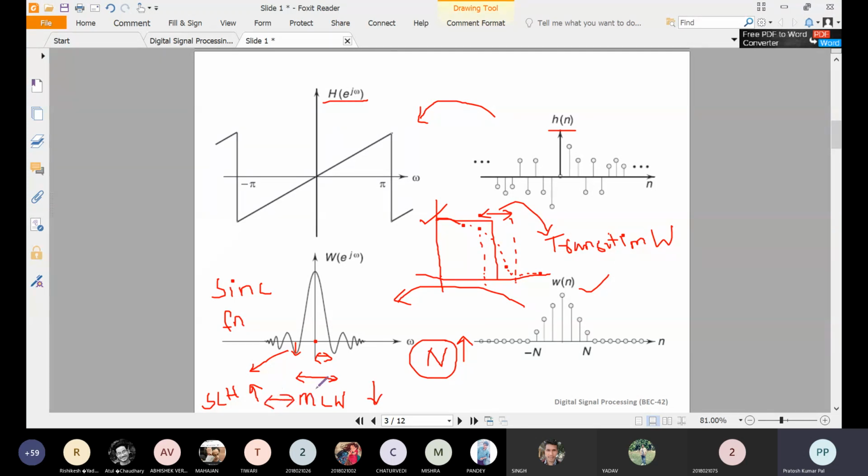So based on the parameters given in our specification for designing a filter, we will be comparing the value of n that is satisfying these two conditions, side lobe height and main lobe width. Based on the specification, we will find the n value, and that n value will be selected for designing the filter. Okay, so we will proceed further.